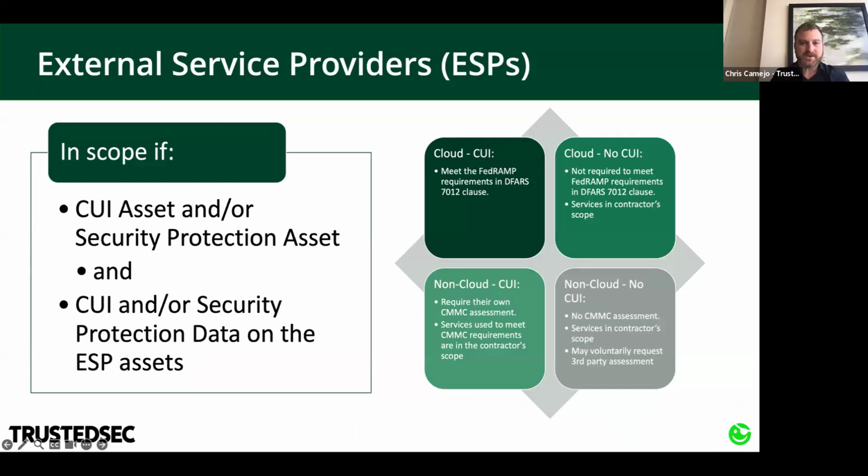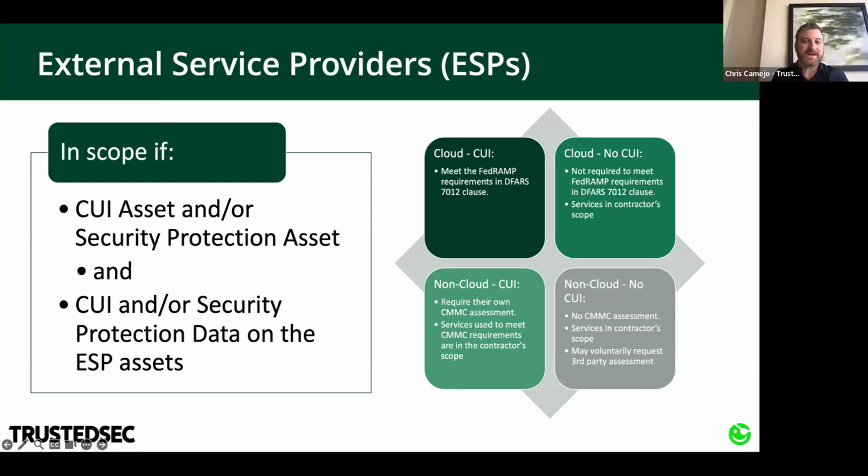External service providers, or ESPs, are also potentially in scope for CMMC. In order to be in scope, the ESP must meet the criteria for a CUI asset or security protection asset, and also CUI or security protection data, things like logs or authentication information, must reside on the ESP assets. The specific requirements that apply depend on whether the ESP is a cloud provider or not, and whether the ESP is handling CUI or not.